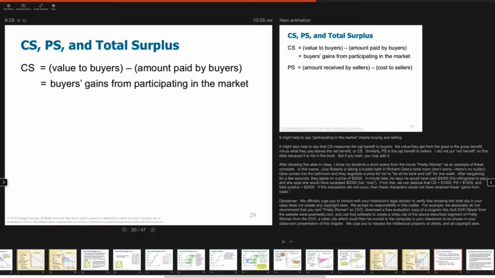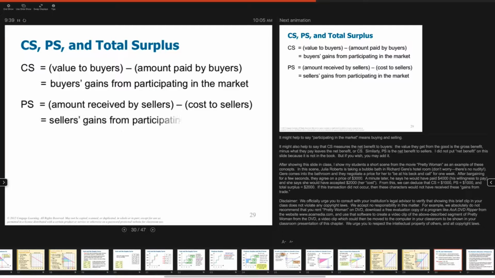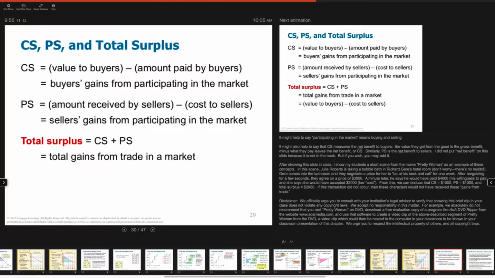So the producer surplus is the amount the sellers get minus what it costs them to produce it. So the difference then is their gain from participating in the market. So total surplus is the two of those things added together. Total surplus is our total gain from trading in a market.